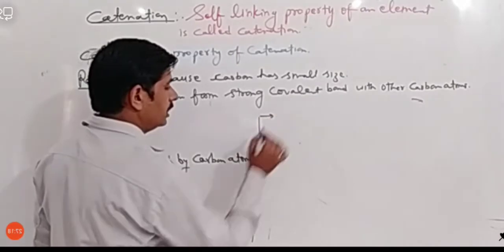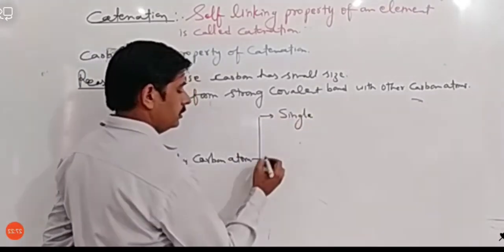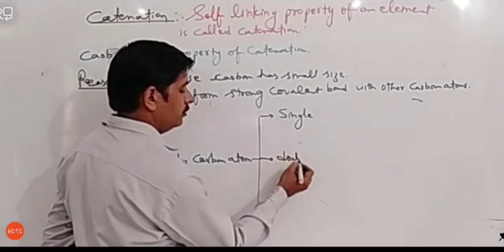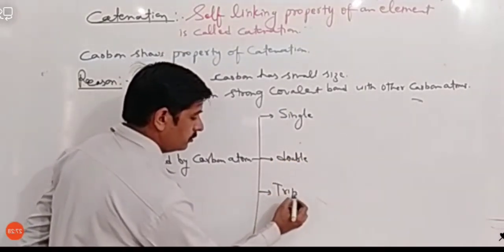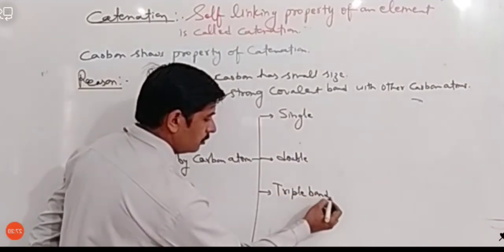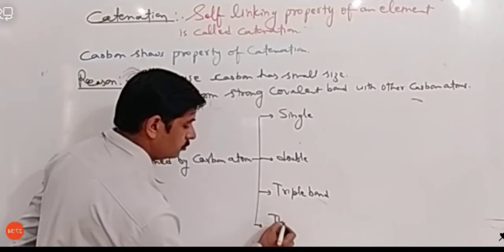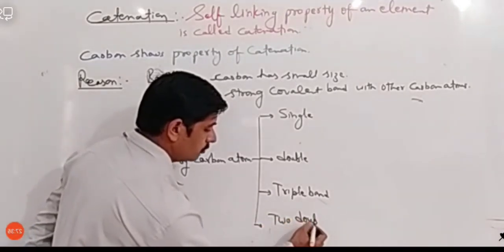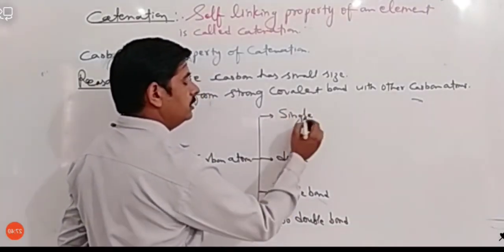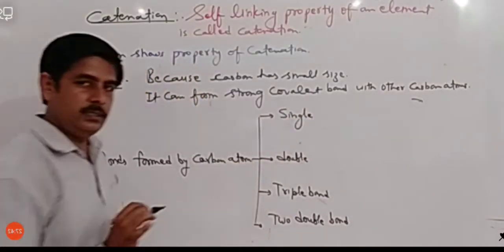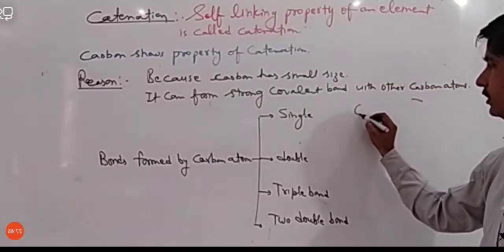Actually, it can form a single bond. It can form a double bond. Okay, it can form a triple bond, and it can form 2 double bonds as well. 2 double bonds, okay, and 1 single. Or all bonds are single. Let's see an example. Suppose we have this type of structure.